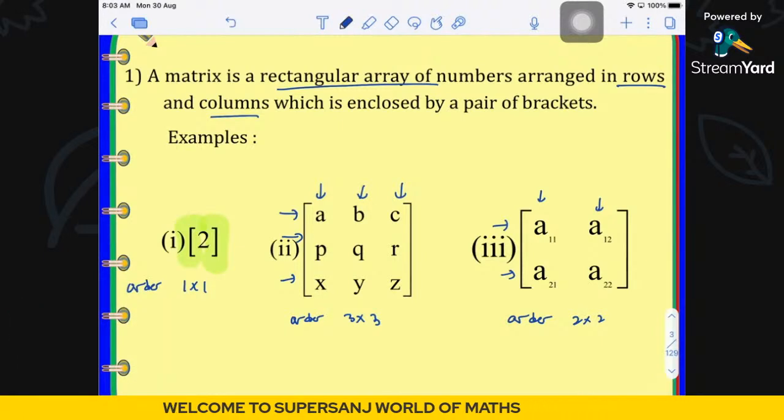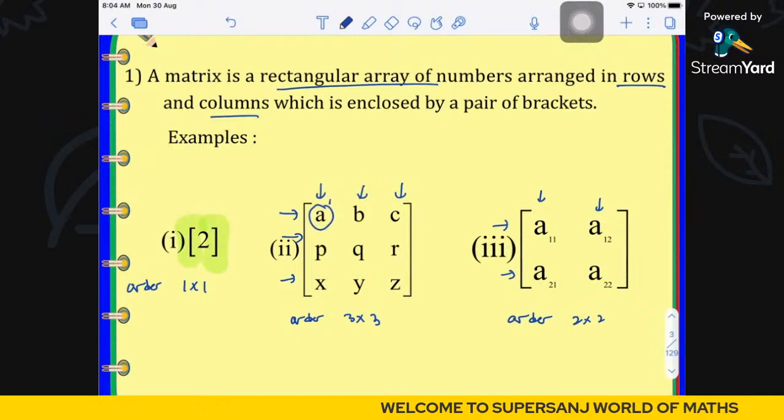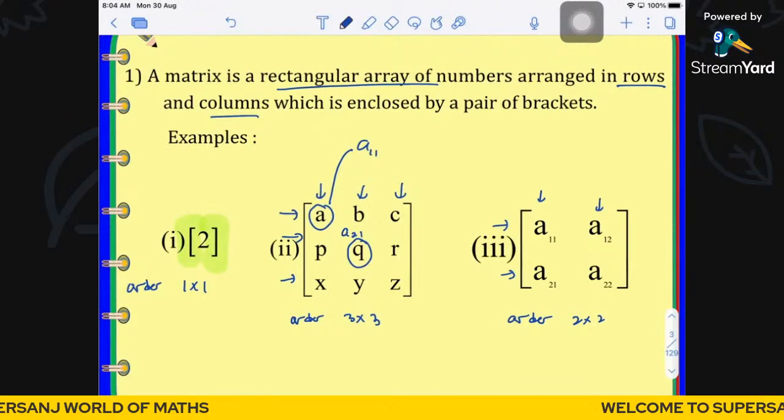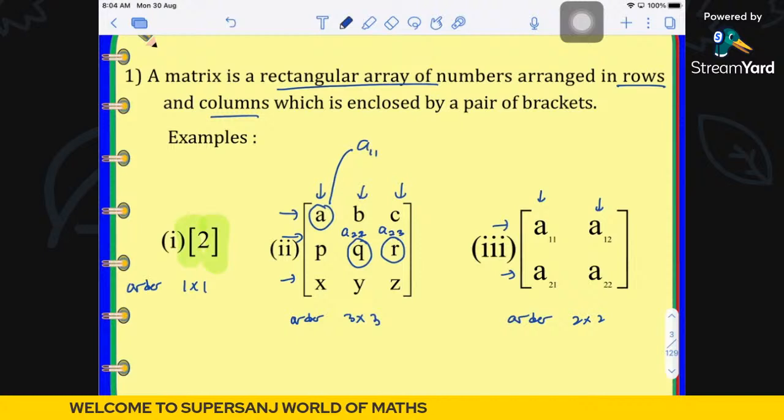Now, after we know how to see the order and we know how to see the rows and columns, we need to know that this A here represents A11, the first row, the first column. If I write down the Q over here, this represents A22, the second row, second column. But if I write down R over here, this is going to be the second row, third column. Understand? So A23. Understand? A23 over there.